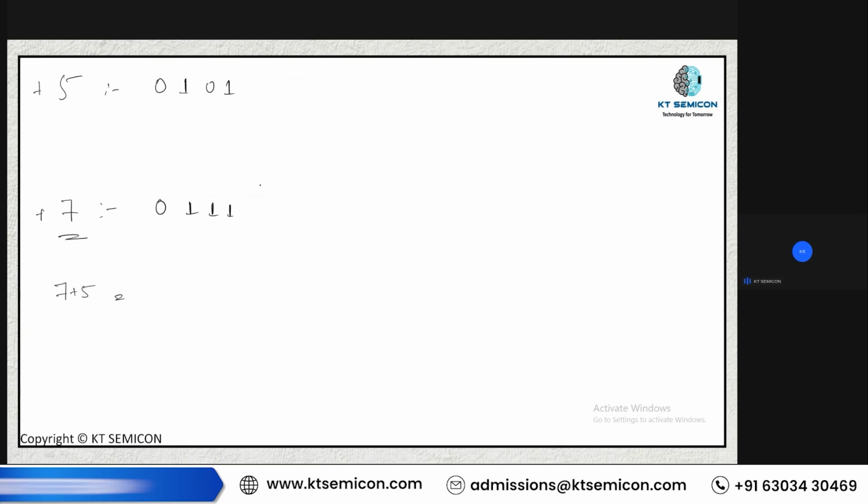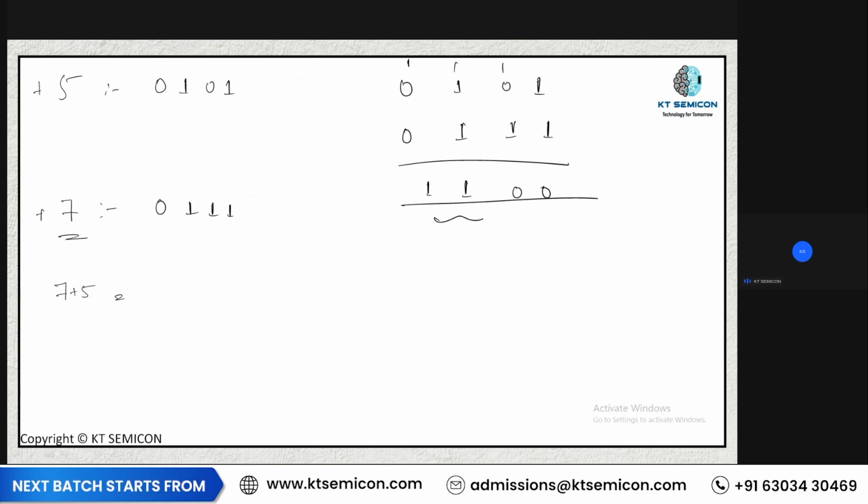Now, if we are going to add these two numbers, that is 0101 and 0111, then we are simply going to get 1100, and we are going to get this as our result, which is nothing but decimal number 12. So this is how we are going to perform one's complement addition on two positive numbers.